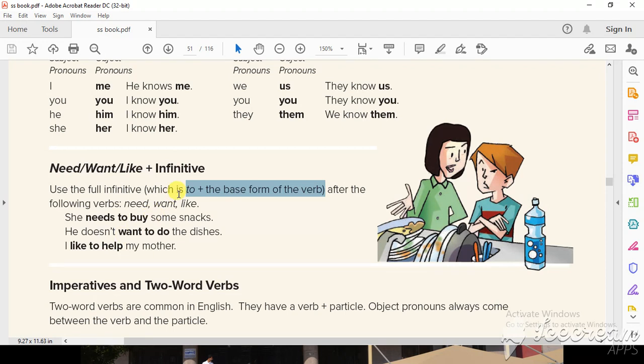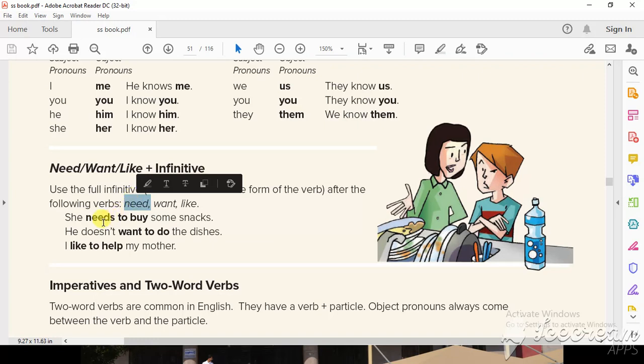Okay, let's return to the grammar. Use the full infinitive again. What is the meaning of full infinitive? To plus the base form of the verb after the following verbs, بعد هذه الأفعال: need, want, and like. For example, if we wanted to use the full infinitive after need, can you give me an example?